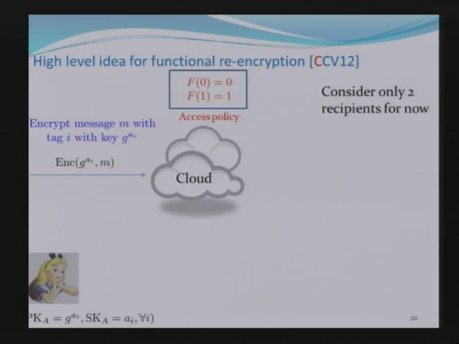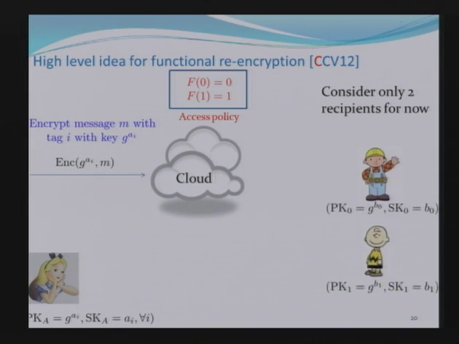Okay? And now let's, again, assume a very, very simple access policy. I'm not getting into more details here. Let's assume the access policy is simply f(0) = 0, f(1) = 1, meaning if the incoming ciphertext was tagged with tag 0, I want the zeroth recipient to be able to read the data. If it's tagged with tag 1, then I want the first recipient to be able to learn the data. So that's a simple access policy that we want to implement. Now let the recipients' public keys and secret key pairs be defined as follows. It's just g to the b_0 and b_0, and g to the b_1 and b_1. Okay, just like how you would imagine it from the previous key.